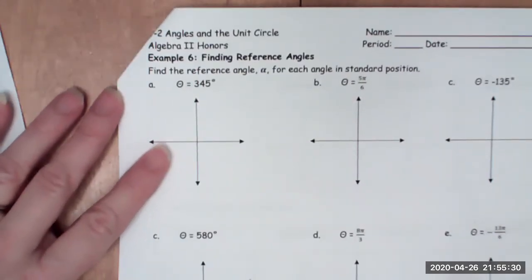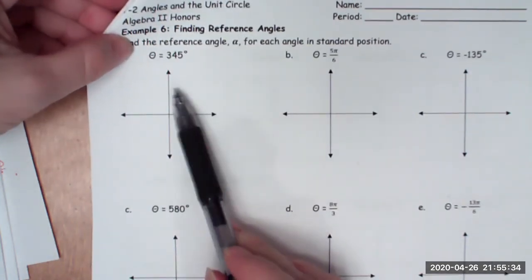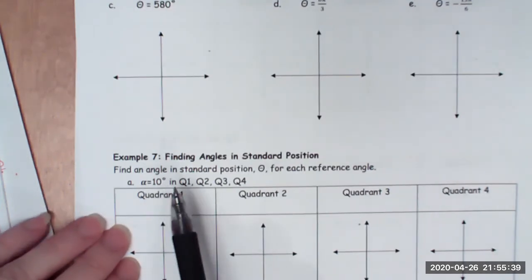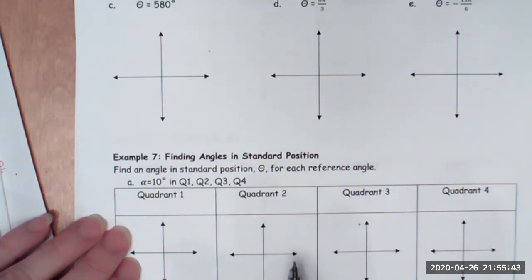All right, so let's find the reference angle alpha for each angle in standard position. Okay, we're going to be looking at some angles that are in degrees and some that are in radians. And then for the last example, example 7 shortly, for a given angle in standard position, we'll find the reference angle. Okay?